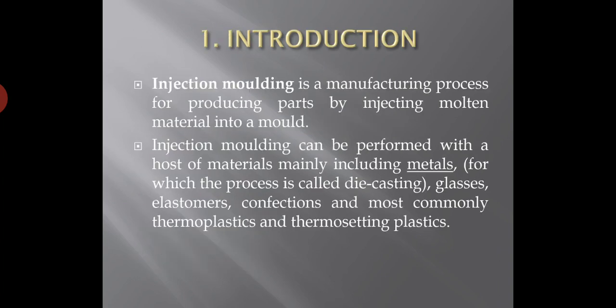Introduction. The injection molding process is an old technique in which various products are made by using the injection machine. Injection molding can be performed with all kinds of materials, mainly including metals, in which case the process is called die casting, glasses, elastomers, confections, and most commonly thermoplastics and thermosetting plastics.